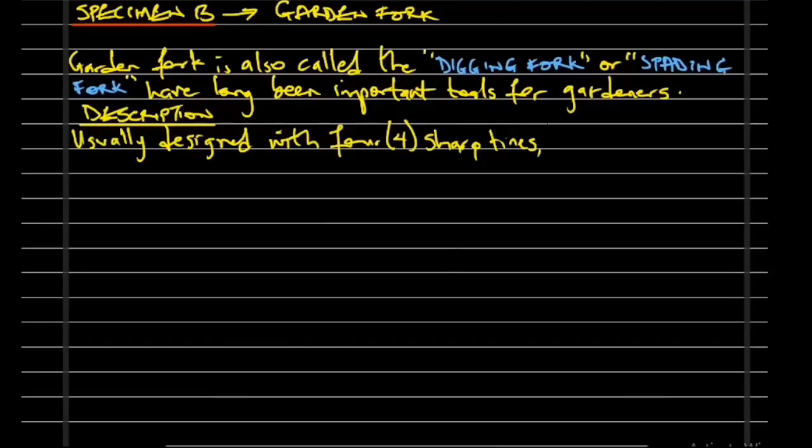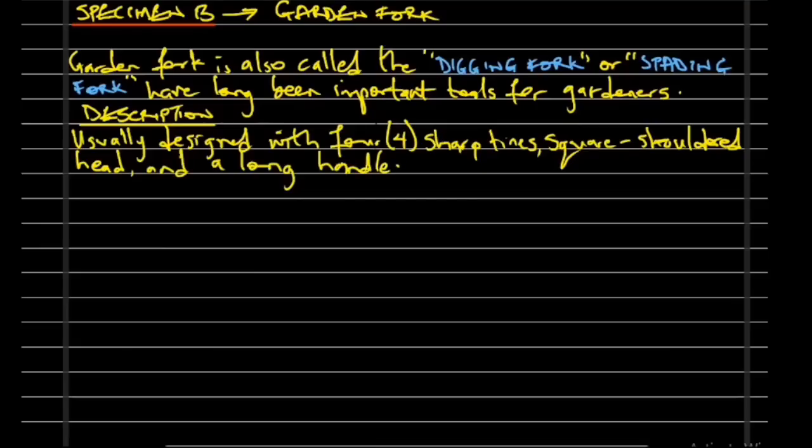Square shouldered head. And a long handle. That is the description. Garden forks are easily pushed into the soil to loosen it.